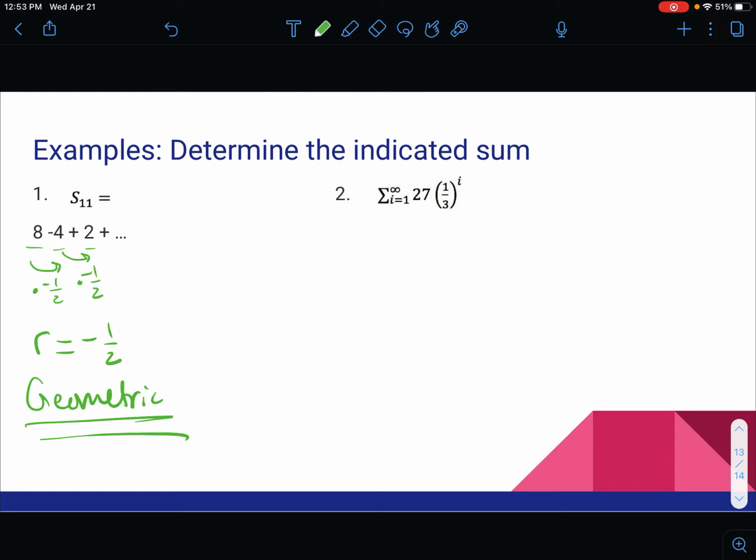So to get the sum of the first 11 terms, we need the value of the first term times 1 minus the ratio, must be in parentheses, raised up to, in this case, the 11th power. And that's all divided by 1 minus that common ratio. When we evaluate this, we should get approximately 5.335. Find out if it's geometric. Use the appropriate formula.